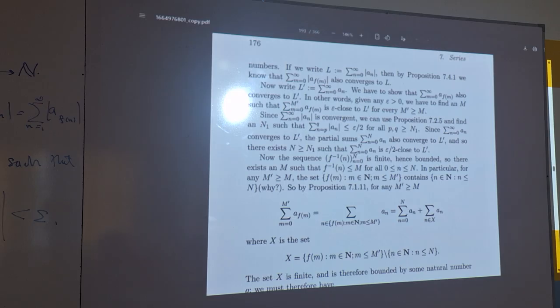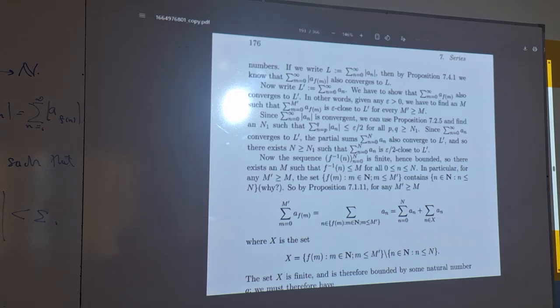So by the proposition, for any capital M, for any m dash greater than or equal to m, he is saying the summation of a f m, n belongs to f m, m belongs to N, m less than or equal to m dash, because m goes from 0 to m dash, and that thing n belongs to f m. He changed the index. The second one is clear, no?